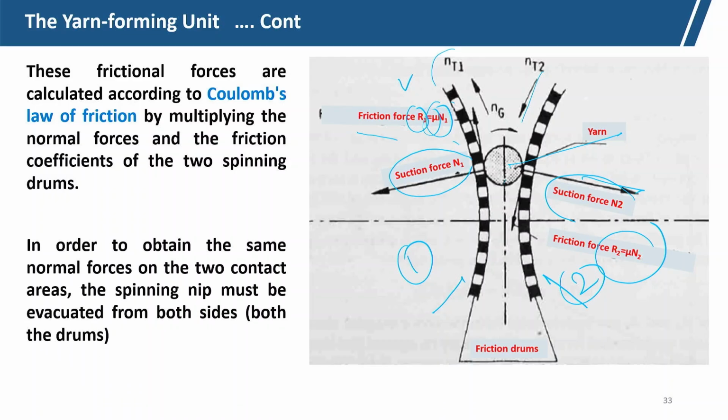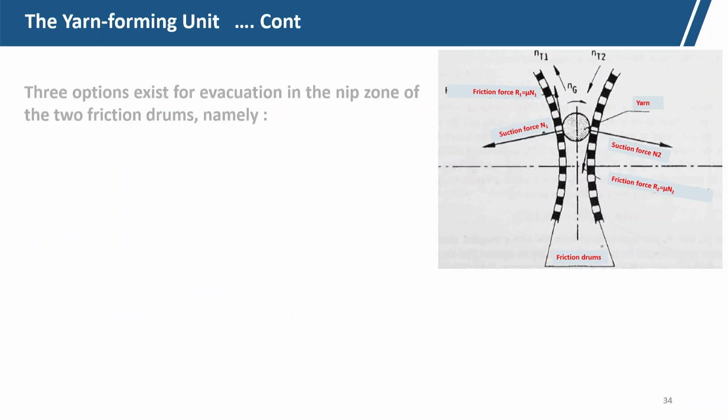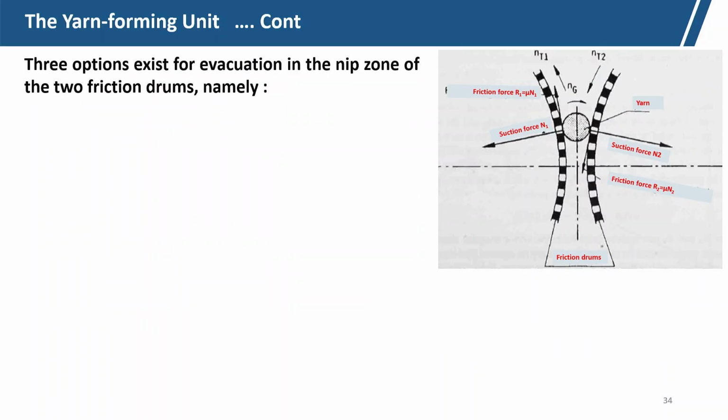In order to obtain the same normal force on the two contact areas, we make N1 equal to N2. The spinning nip must be evacuated from both sides. We have to create almost the same frictional force.